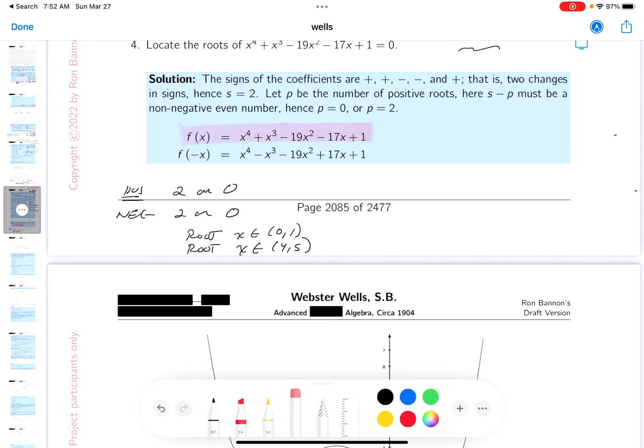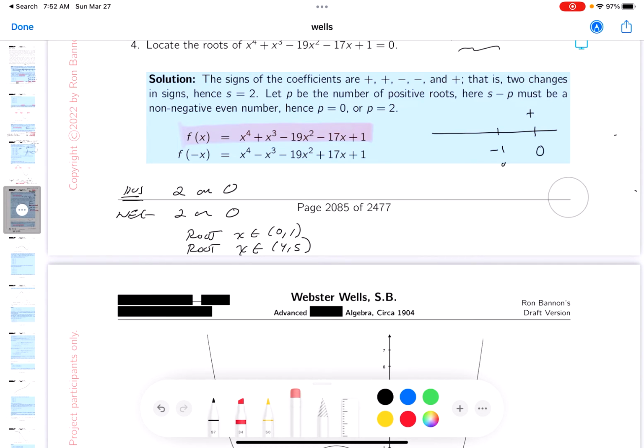All right? So again, I want to point out what we're doing over here. We'll put a number line down. Remember, at 0, it's positive. At minus 1, relatively simple to do. You're going to get 1 minus 1 minus 19 plus 17 plus 1. And what do you get there? Negative.